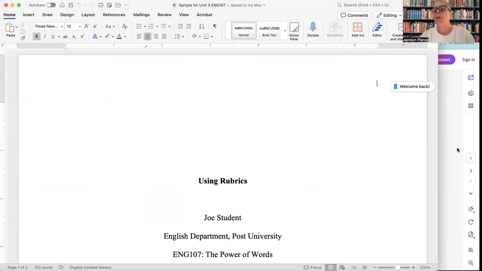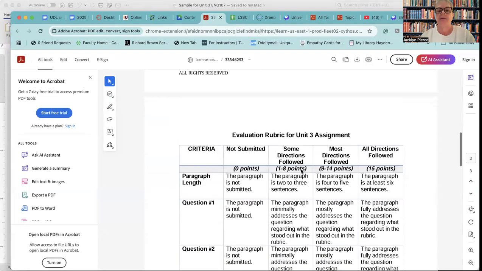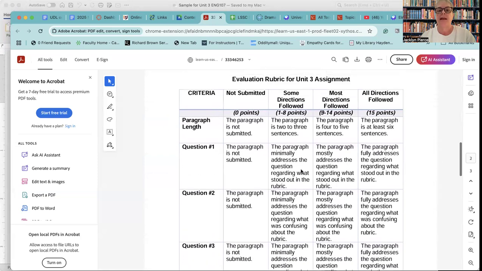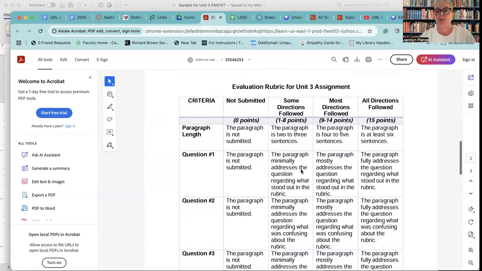Okay. Oh, by the way, before I open the document, sorry, the computer is talking to me as well. Before I open the document, let me show you the rubric that you're going to be analyzing. It is the one that is attached to this assignment.